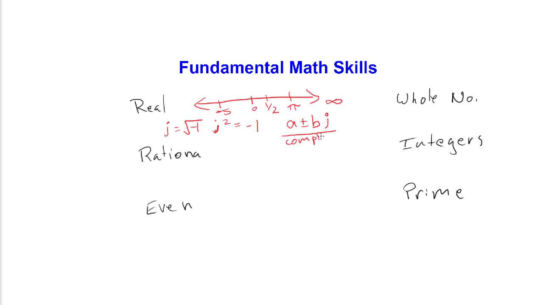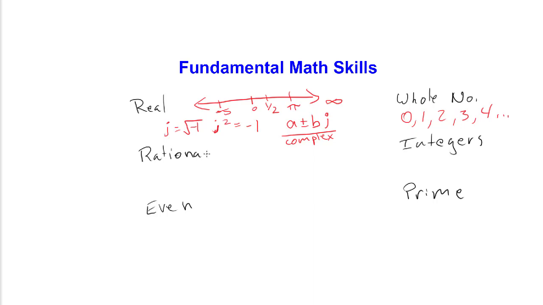Why is it complex? I don't know. It's probably complicated. It has real numbers and imaginary numbers, so we call it complex numbers. Why not? Okay? Whole numbers. Whole numbers are just 0, 1, 2, 3, and all your counting numbers, including 0. So don't forget, 0 is included in the whole numbers.